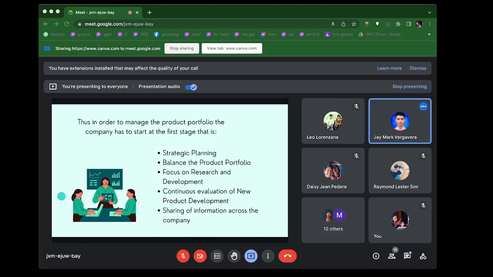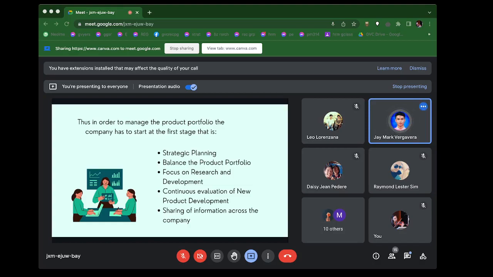Thus, in order to manage the product portfolio, the company has to start at the first stage, which is strategic planning. Strategic planning is the stage where the company must evaluate how its new product will affect its competitive position. This means, will the company stay ahead of competition, or will it begin to lag? Will this new product add to a market in which the company is already strong, or will it take it to new uncharted markets?